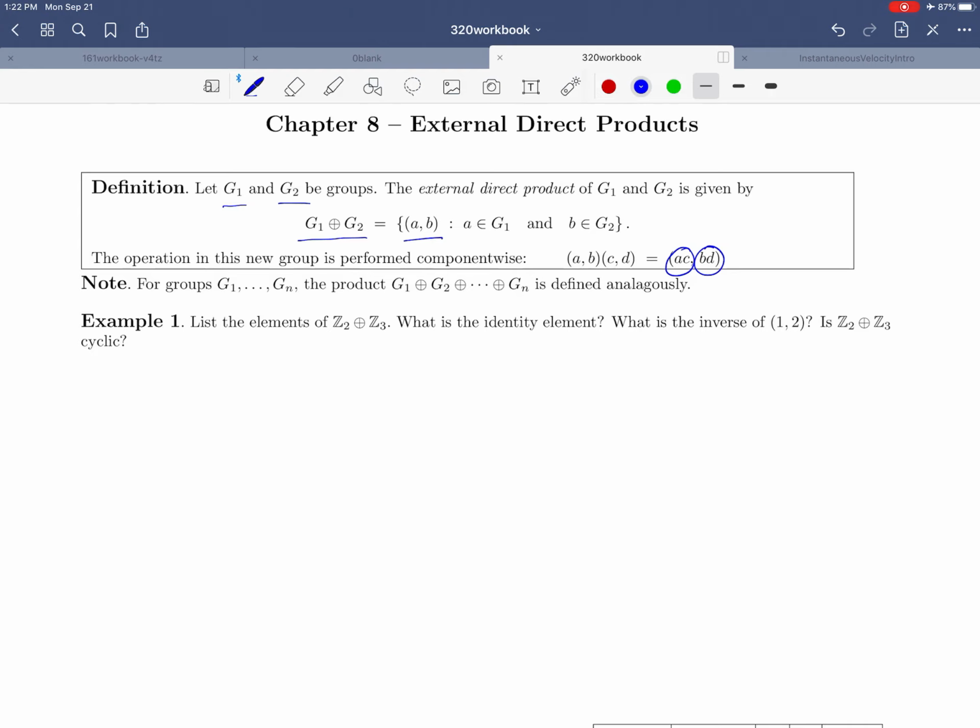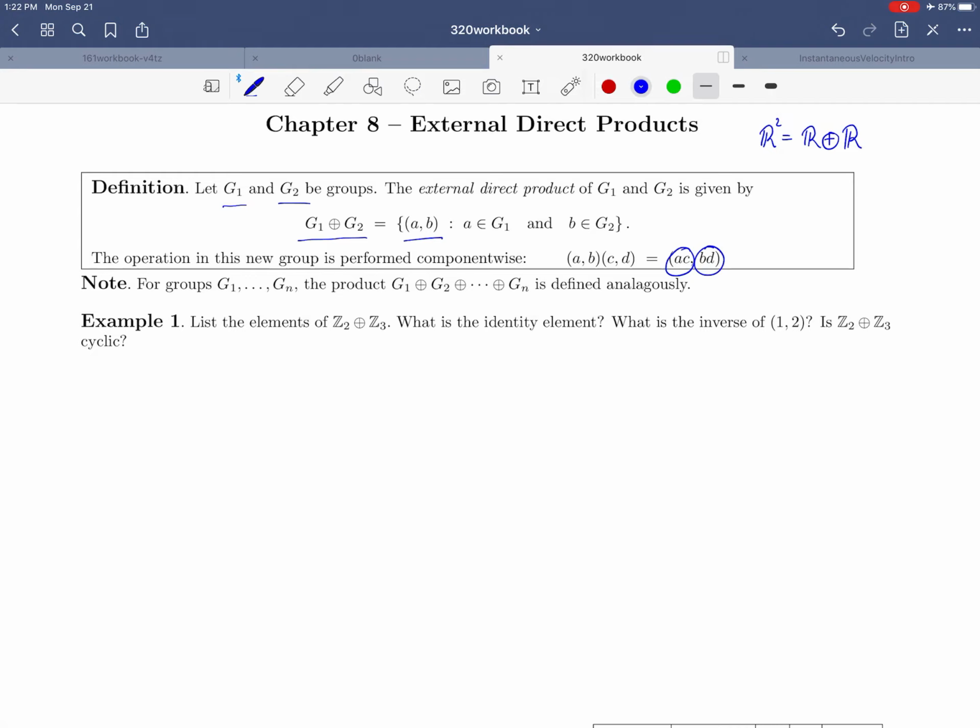And you have seen examples of these external direct products. For example, R2, you can view it as a group under addition as the external direct product of R with itself. So if the operation is just addition, then our two-dimensional space, you can view it as the external direct product of the reals with themselves.